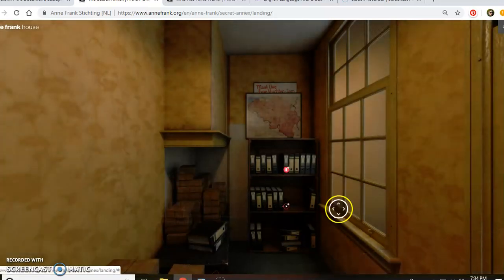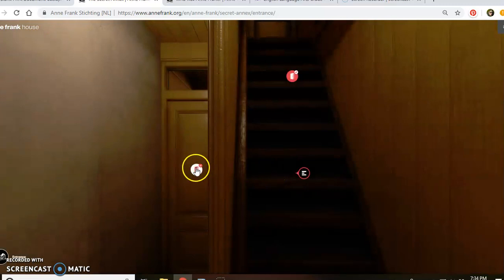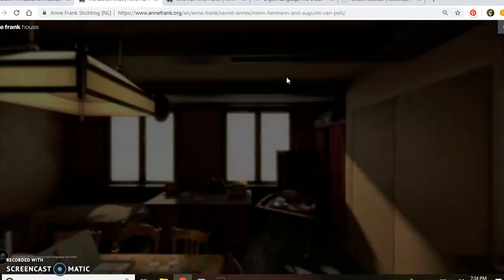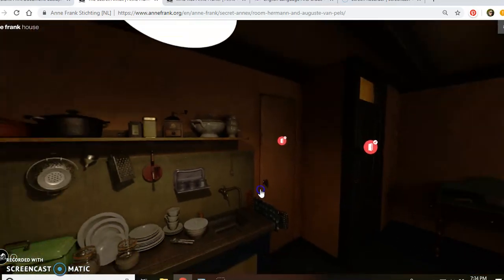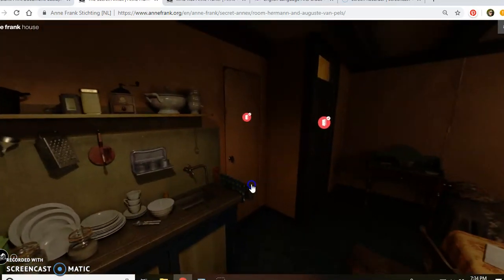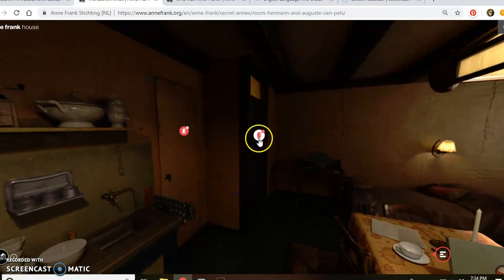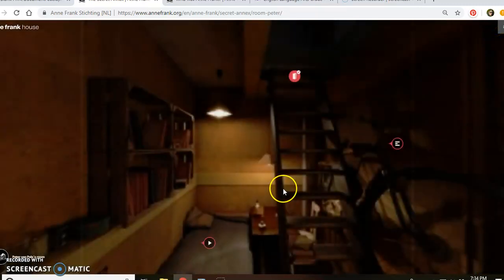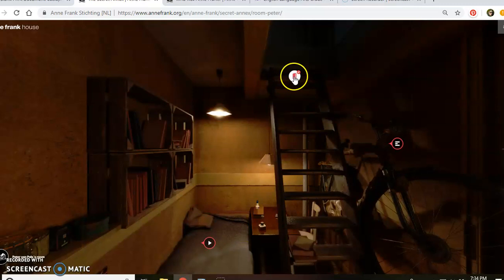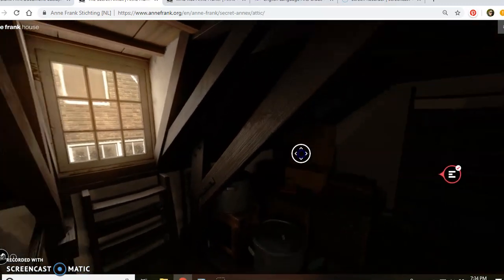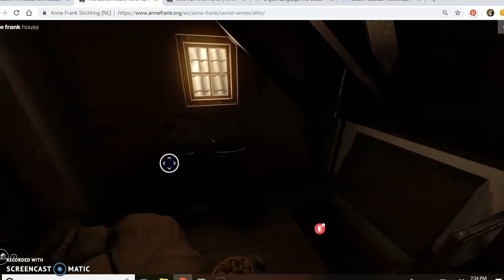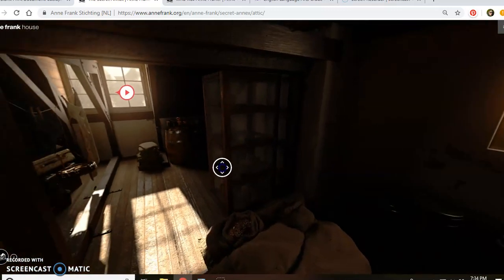This is the landing. So if you click on these doors, it takes you into different parts of the house. So upstairs, this is where the room is. This is where Herman and Auguste live. This is also where the kitchen is. If you click on these things, it'll take you into Peter's room. And then you can go up into the attic. And you can use the cursor to kind of look around at what the rooms looked like.